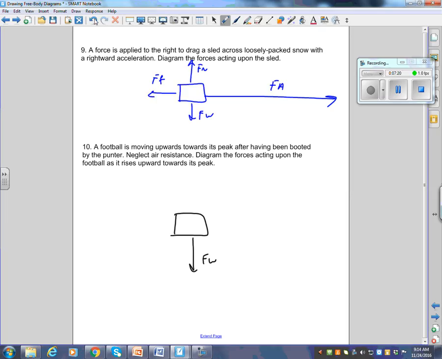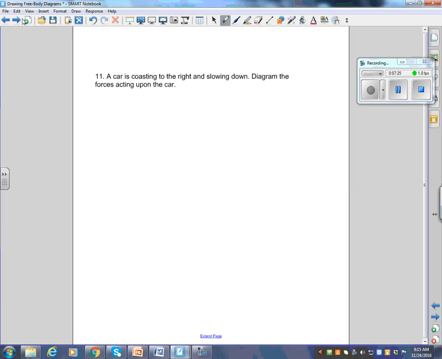That one always causes some discussion. What? Car is coasting to the right and slowing down. All four, says Colin. Okay, well, for sure, weight force and normal force, right? And there's going to be friction. No, it says he's coasting. Coasting doesn't mean braking. Coasting means foot off the gas.